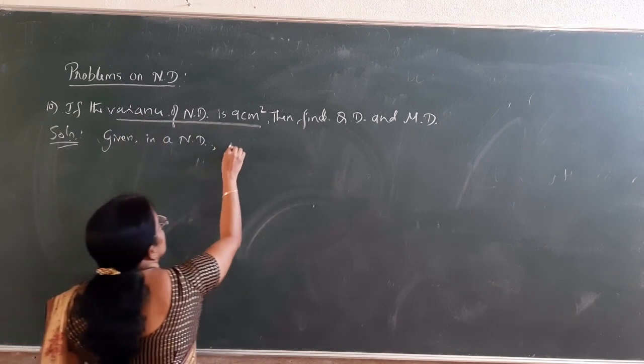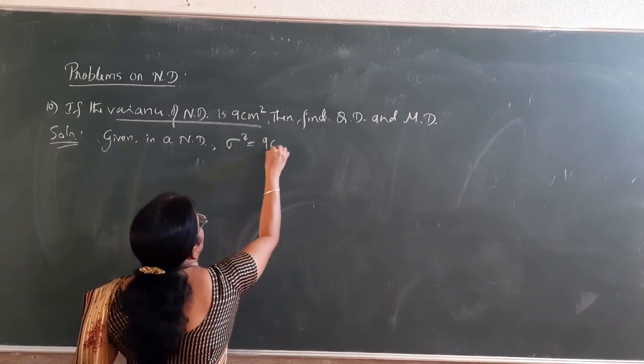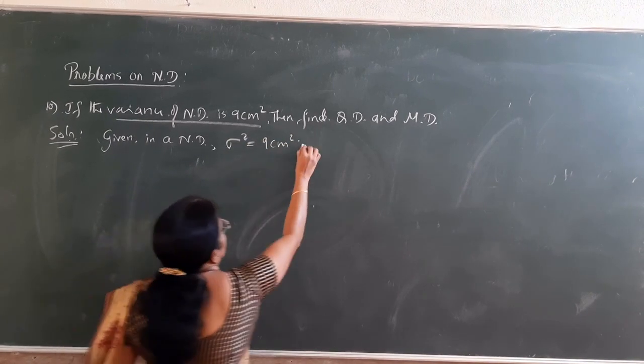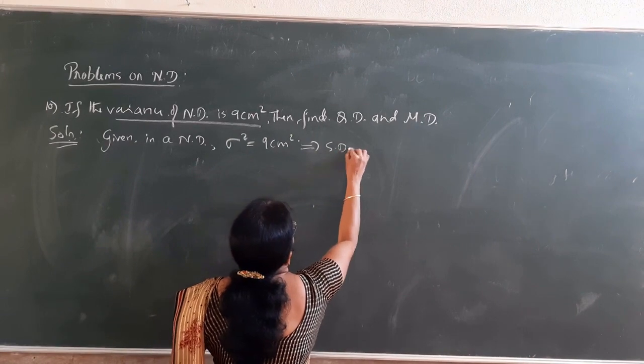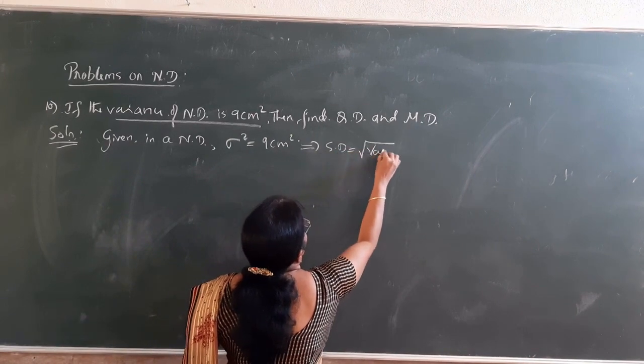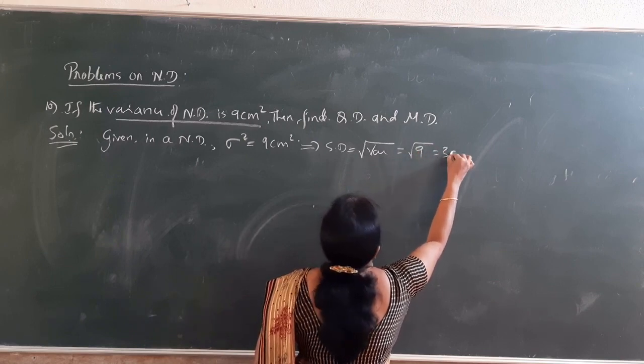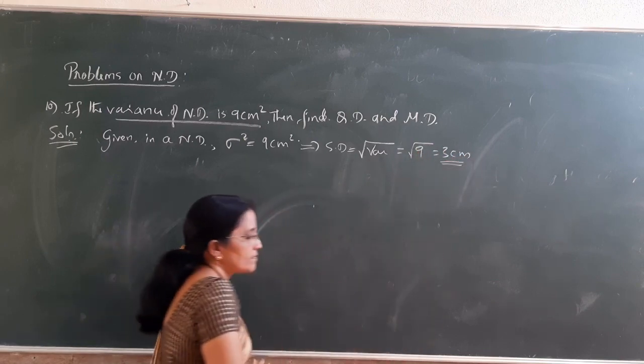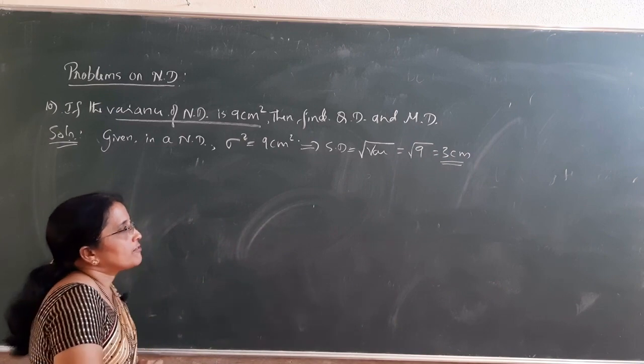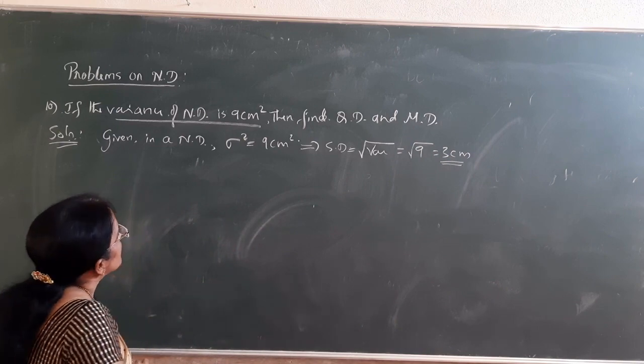That is, variance sigma square is equal to 9 centimeters square. This implies standard deviation equal to square root of variance. Is it right? Which is equal to square root of 9, which is equal to 3 centimeters. So here sigma we can find with the help of the given information.